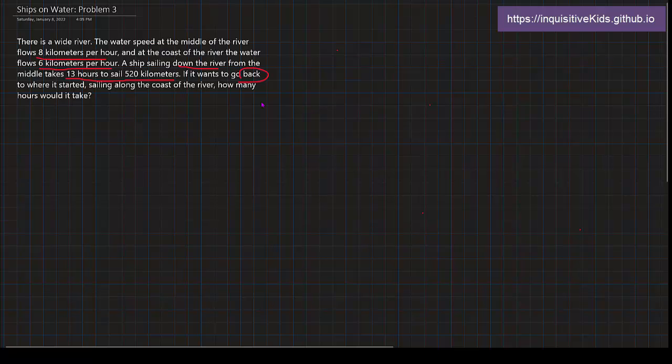Right now I am very confused. So there's two different water speeds, which I don't get because how can the water change? So which one should I use?